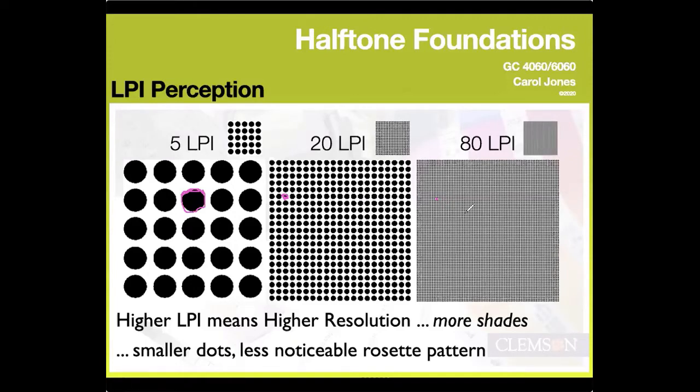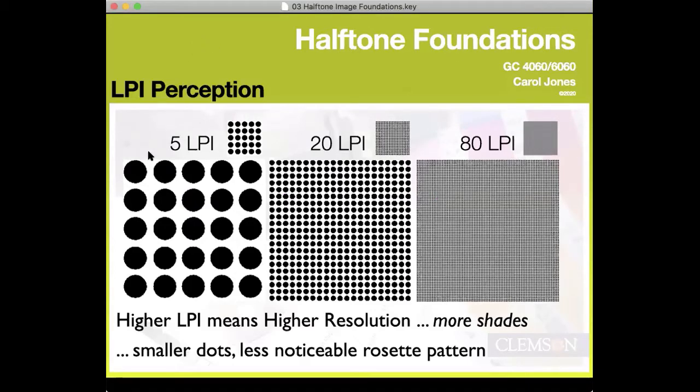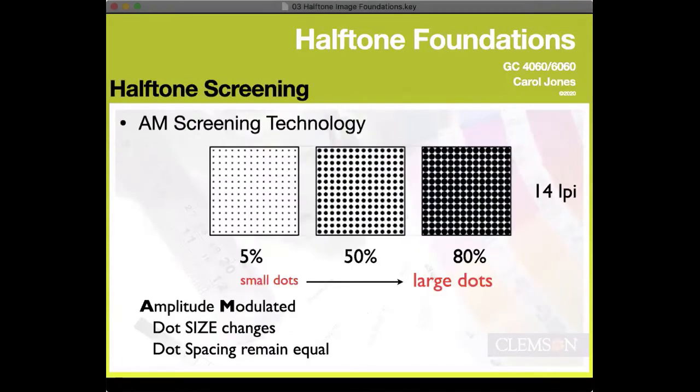And when we start looking at overall tone curves from highlights to midtones to shadows, the difference between what happens with those finer line screens is going to be much more significant throughout the tone scale from highlight to midtones to shadows.